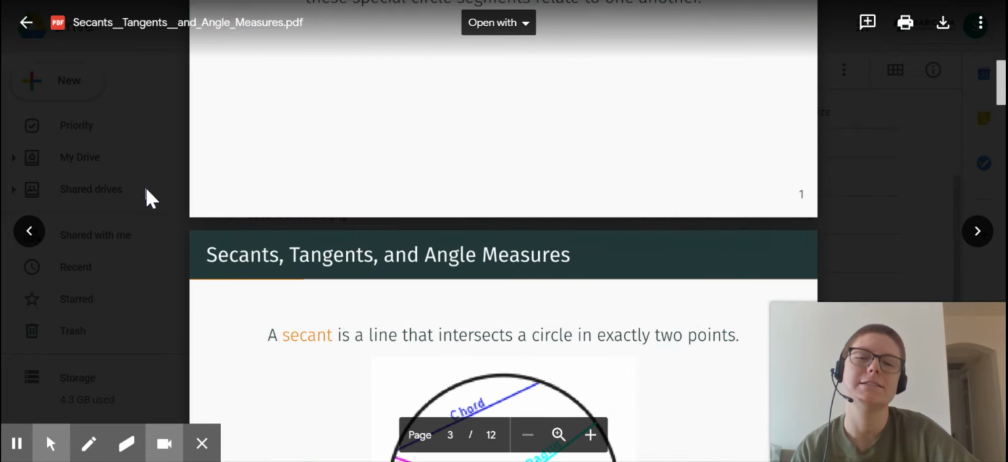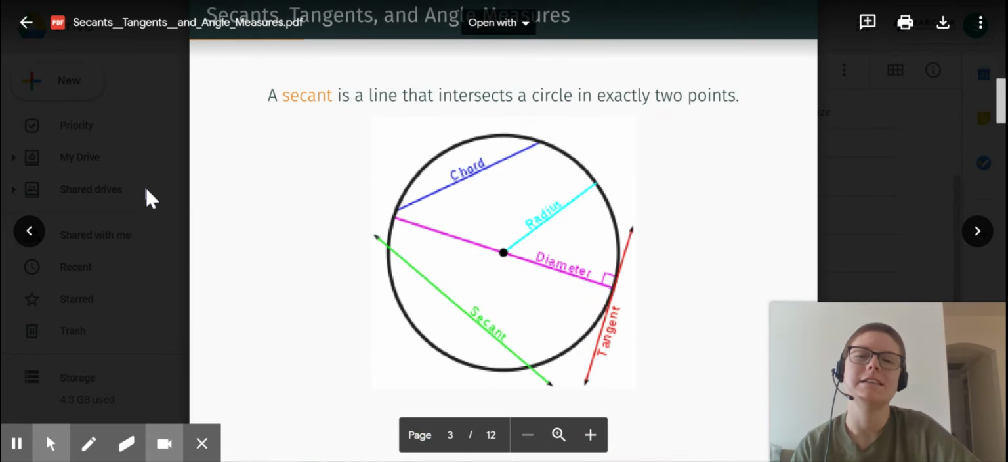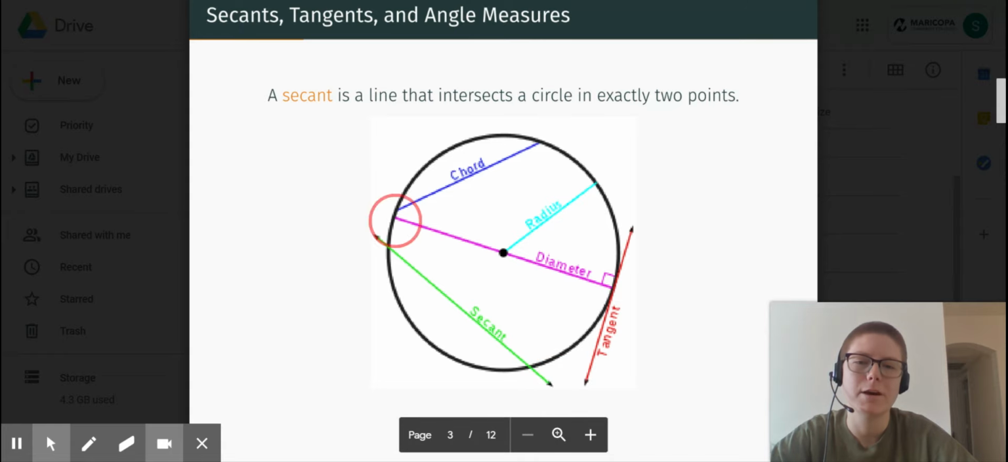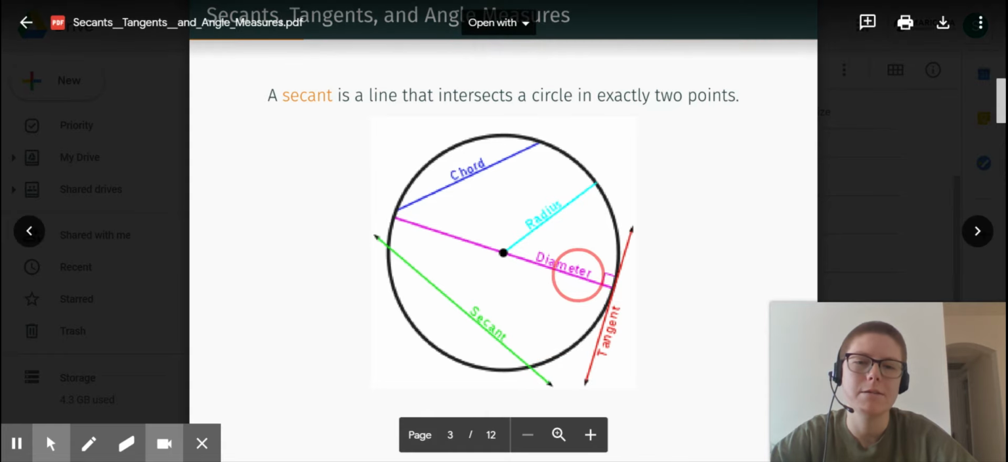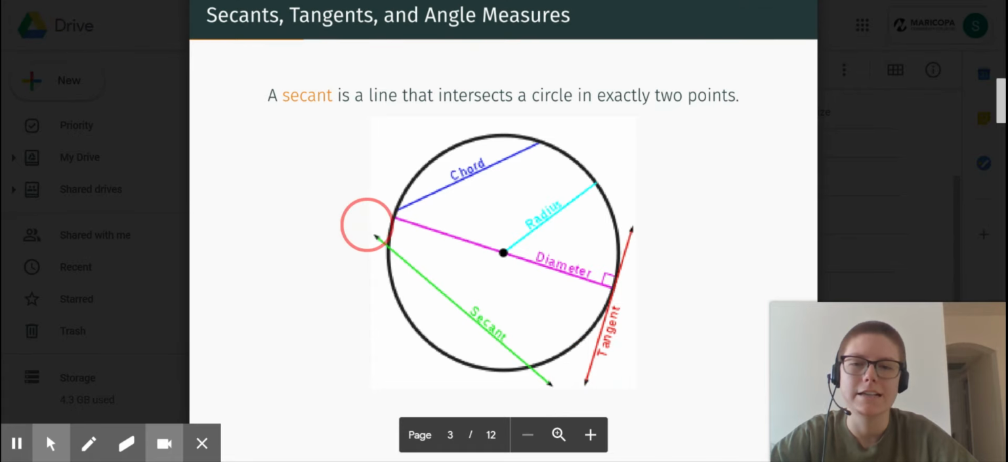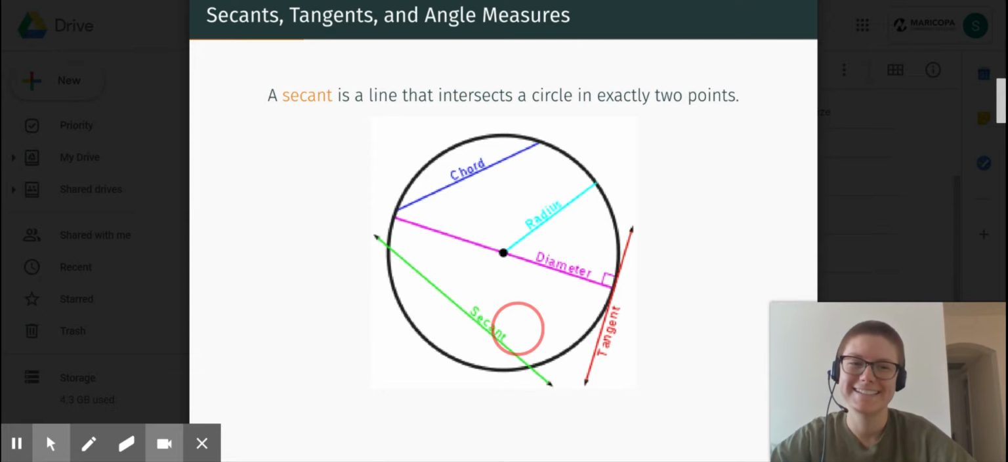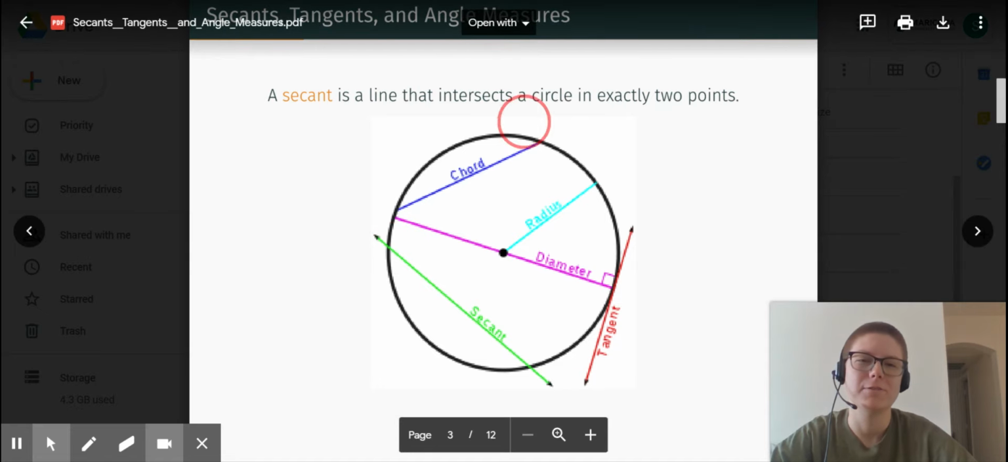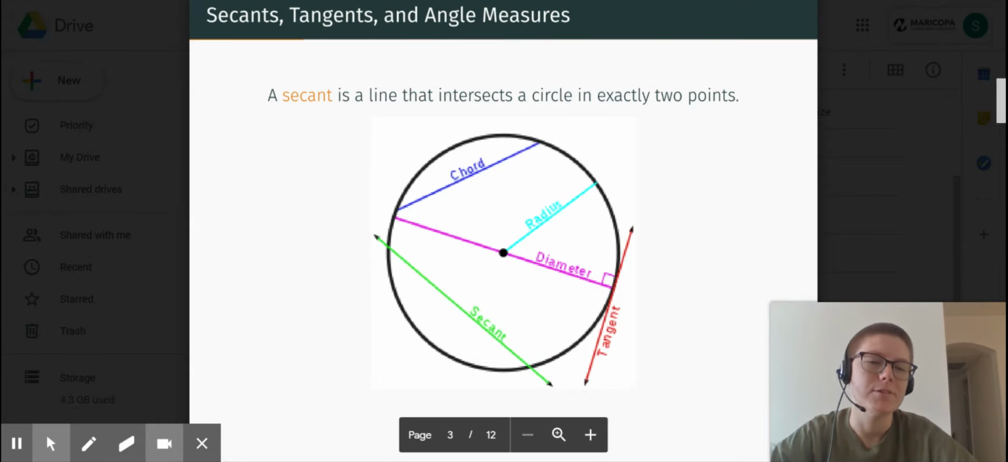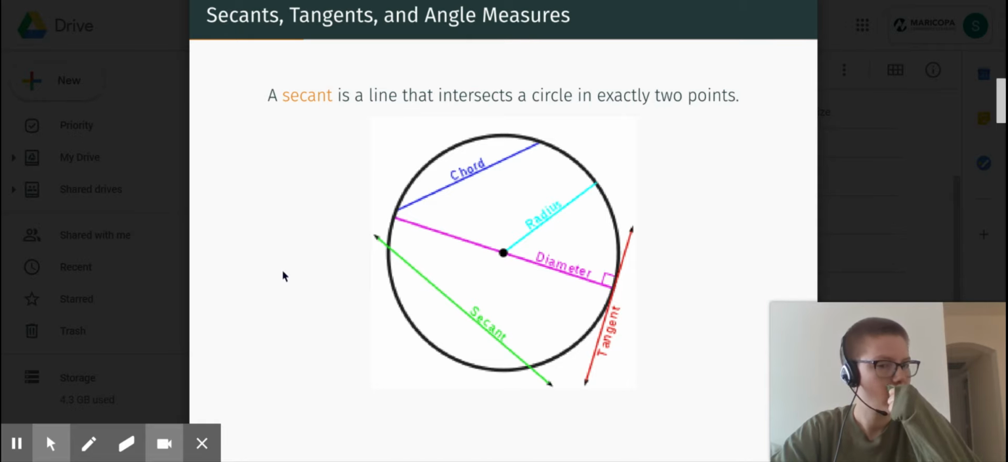So our new special segment is a secant. A secant is a line that intersects a circle in exactly 2 points. Here, this green line is a secant. We've already learned about chords, radii, diameters, and tangents, so this is the last special kind of line that we have with circles. You want to write down this definition and maybe draw the example. You don't have to draw all the special lines and segments, but definitely draw an example of what a secant is so that you have that.